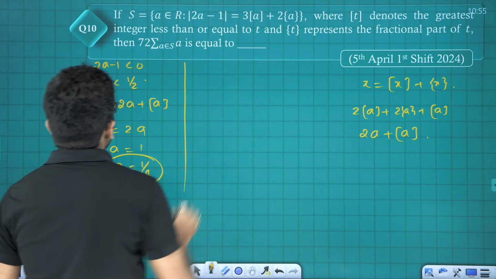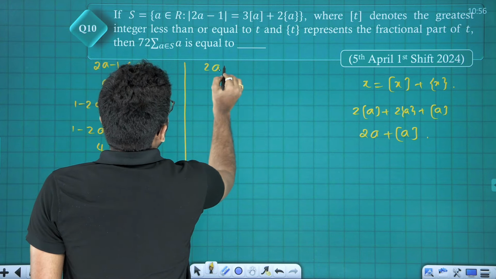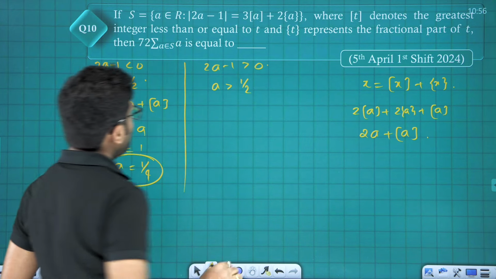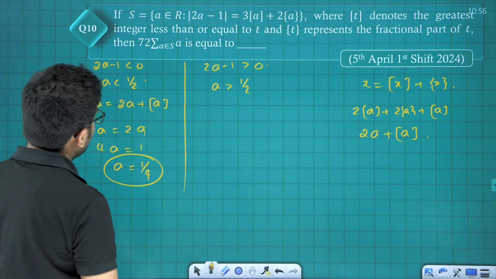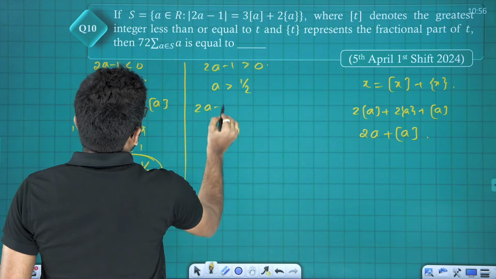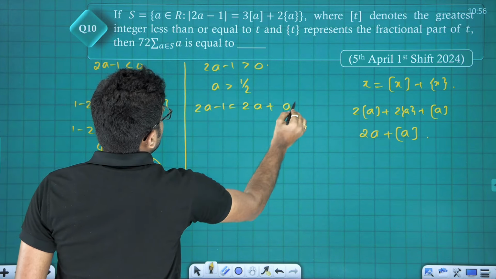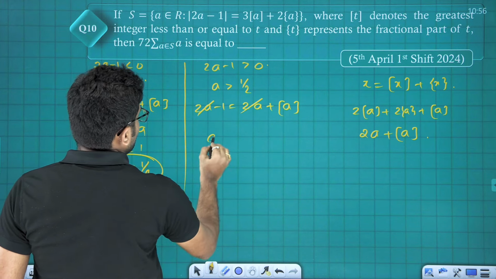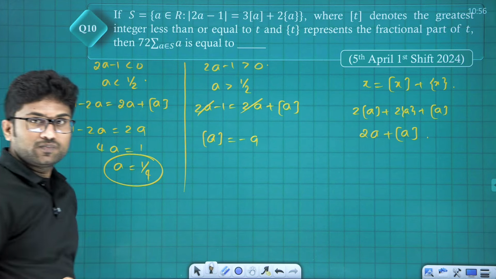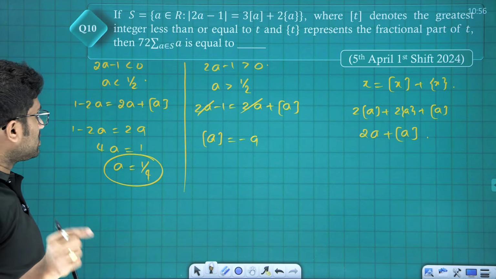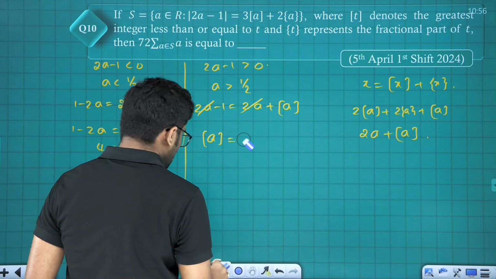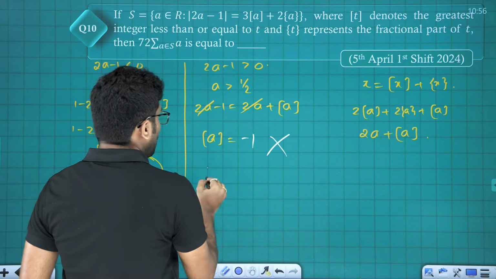That's it. Now if 2a minus 1 is greater than 0, friends, a is greater than 1 by 2. Now see this, a greater than 1 by 2. 2a minus 1 is equal to 2a plus box of a. 2a gets cancelled, box of a is equal to minus 1. When a is greater than 1 by 2, step of a should always be greater than or equal to 0. So how can it be negative 1? So not possible.